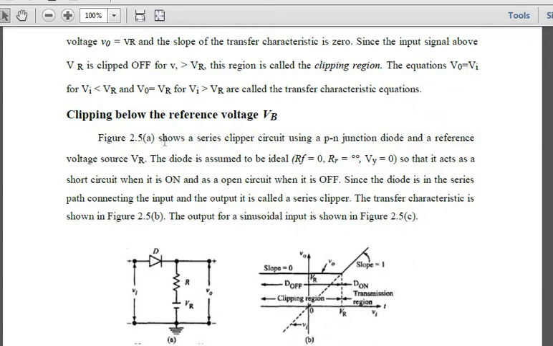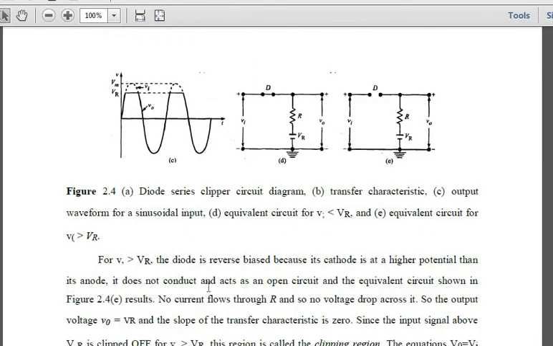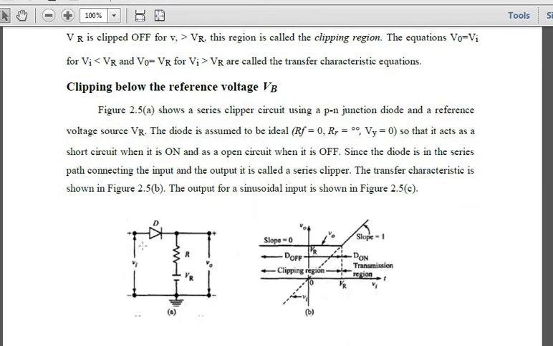This figure shows you the series clipper circuit using the PN junction diode and the reference voltage. Okay, the same circuit you are using over here. Here you are using it in reverse bias. Here the circuit is in forward bias, and the reference voltage is below the VB. Now the condition: the diode is assumed to be ideal, so it will act as a short circuit in the on condition, and an open circuit in the off condition.